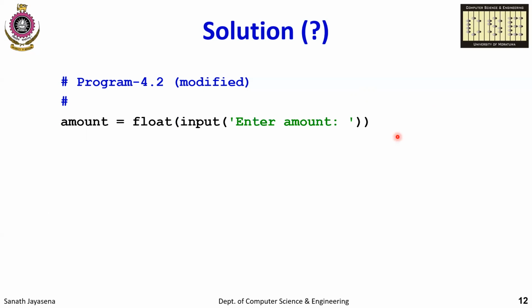That is the only modification, right? Otherwise, no change. It works in the same way as it is shown in your notes. So first line, amount equals float input enter amount. So how does this work? You know how input works.